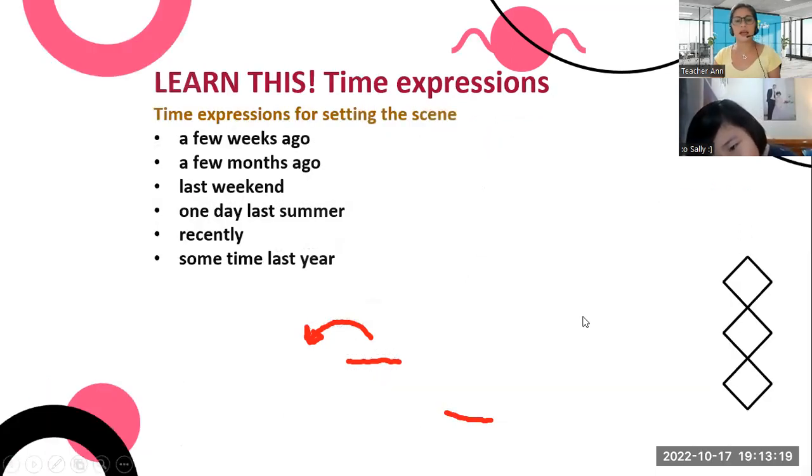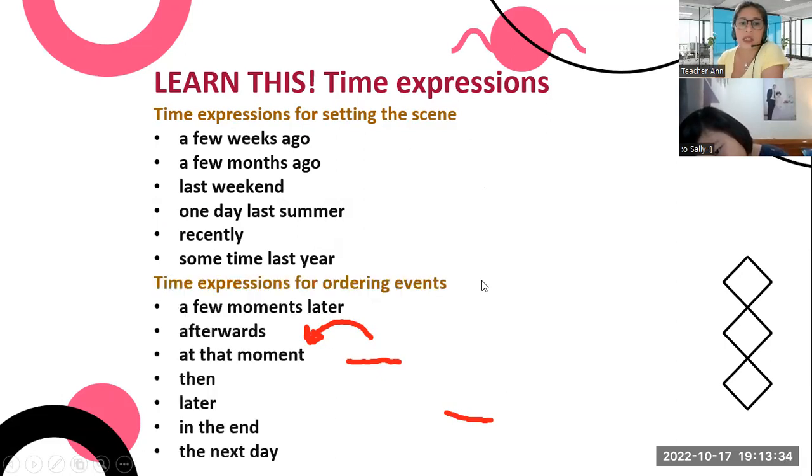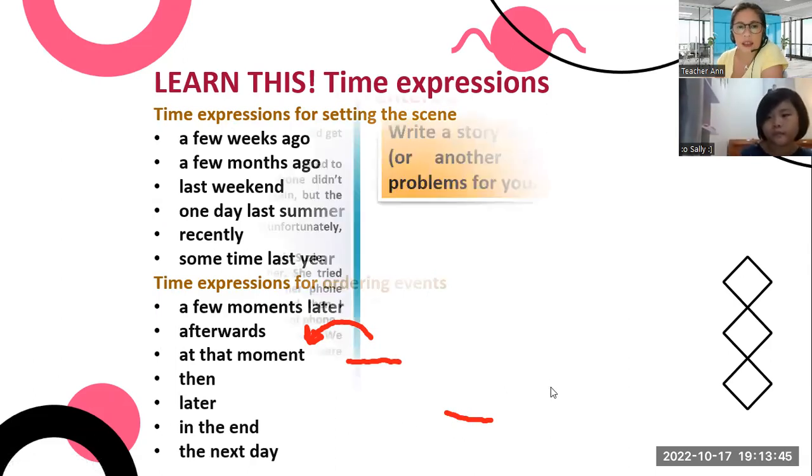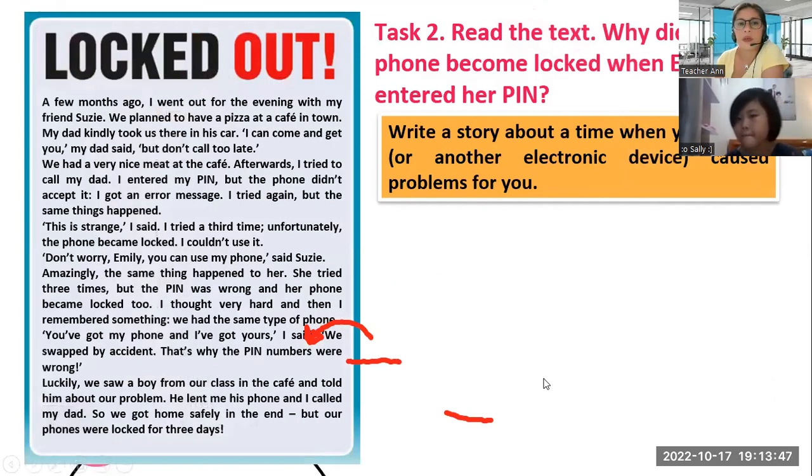Now, Sally, let us have the time expressions. We have here a few weeks ago, a few months ago, last weekend, one day last summer, recently, sometime last year. So these are the time expressions. Then expressions for ordering events like a few moments later, afterward, at that moment, then, later in the time, the next day.